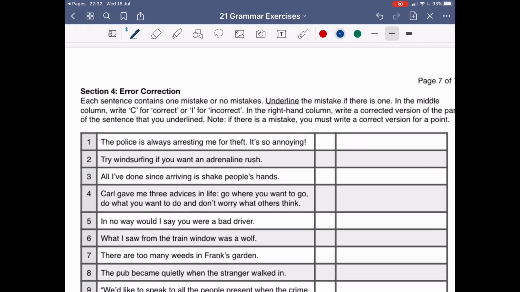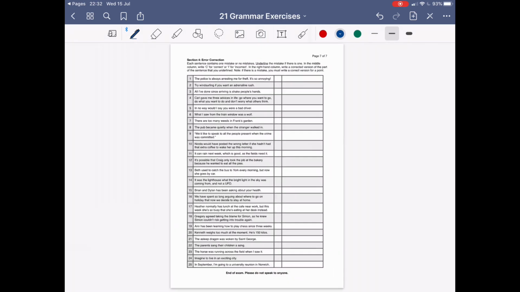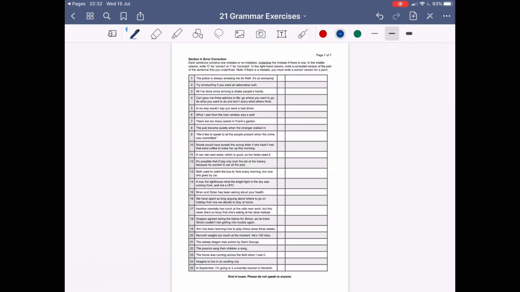And then section 4, error correction. I'm not going to go through these because this video is already far too long, so I think that should be everything for now. The next video is the last video.